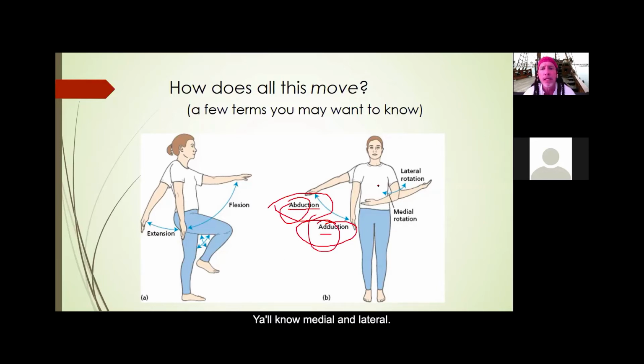You all know medial and lateral. Medial is toward the center of your body. Lateral is away from your body. So if you do a medial rotation, you're moving toward your body. Lateral rotation, you're moving away from your body. Flexion, extension.